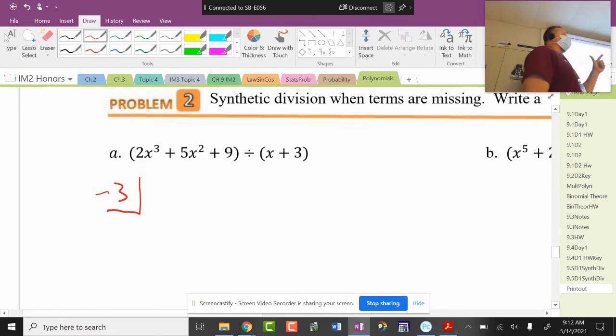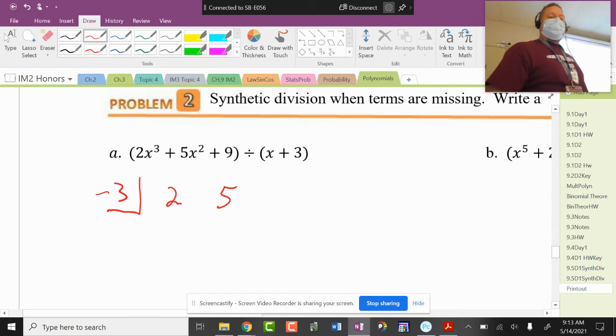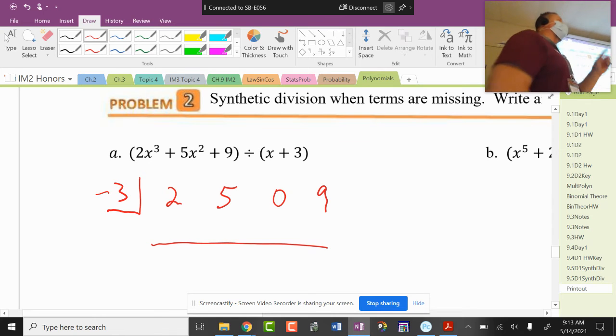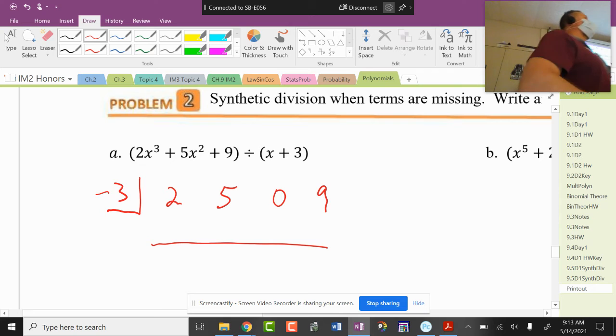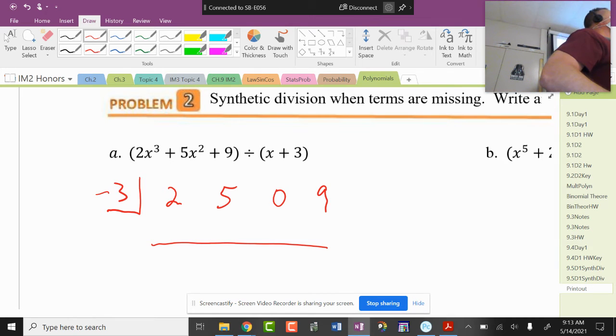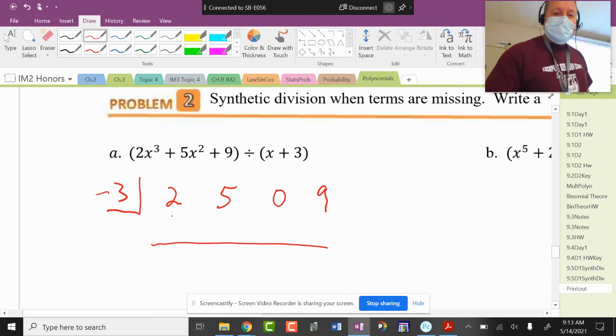And then what term is missing? Which term is missing? Tell me, I'm going crazy up here. The x term. So 2, 5. What do I write next? 0. You're right. And then 9. Okay. If you don't account for missing terms, you enjoy wrong answers. All right. I'll just leave that at that.